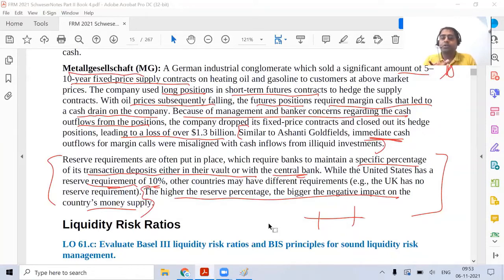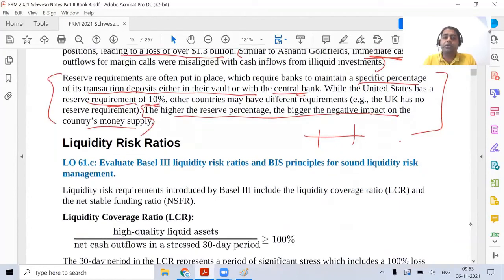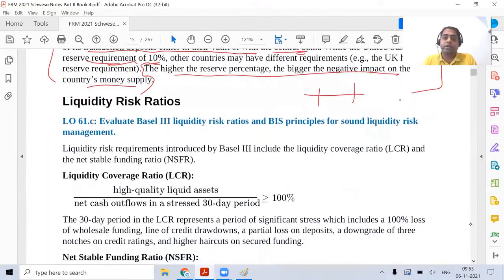Three case studies: Northern Rock, Ashanti Goldfields, Metallgesellschaft. Important are Northern Rock and Metallgesellschaft. Let us go towards the next section, liquidity risk ratio.